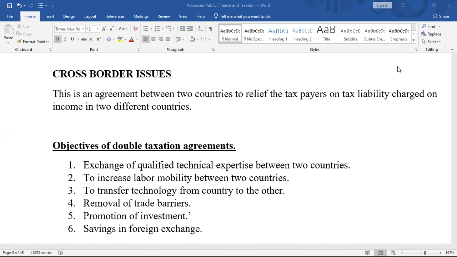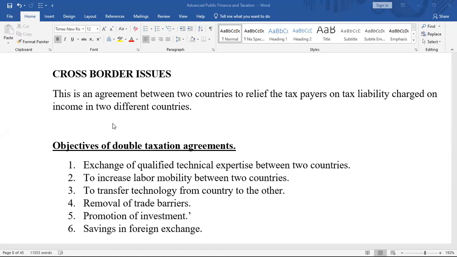We are doing double taxation treaties, which we are basically calling cross-border issues. When you look at cross-border or double taxation treaties, they are normally agreements entered between Kenya and another country, or two countries, to relieve taxpayers of tax liability charged on income in two different countries.